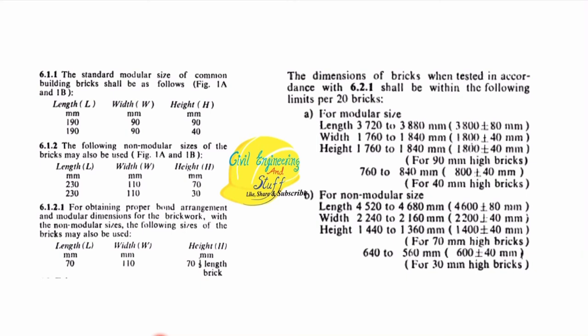Likewise, for width, we have a permission of error of plus minus 40 mm, and for height again plus minus 40 mm. For non-modular, again a plus minus of 80 mm is permitted in length, and plus minus 40 mm in width and height respectively. So this is the permissible error that can be there in the length, width and height of the brick. After measurement, this should be the range in which the length, width and height of the brick should lie.